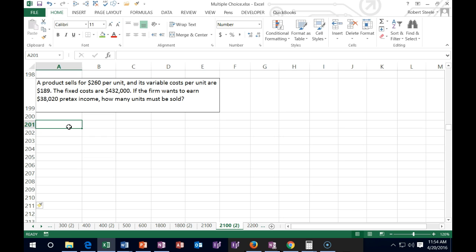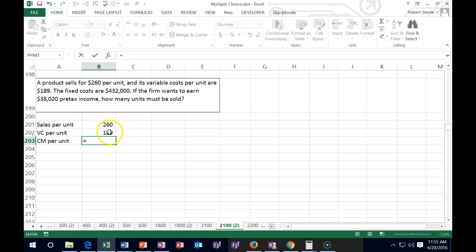So the first thing we need to do is get the contribution margin per unit. We're going to take the sales per unit, which is the 260, how much we sell our items for in this case. Then we take the variable cost per unit, because those things change in a similar way, unlike fixed cost. That's going to be our contribution margin per unit. So we're going to take the 260 minus the 189.